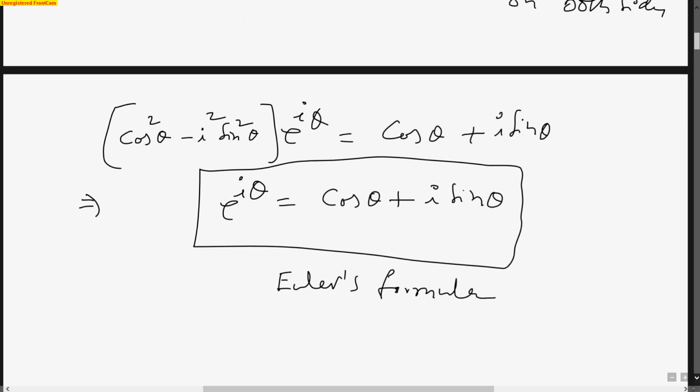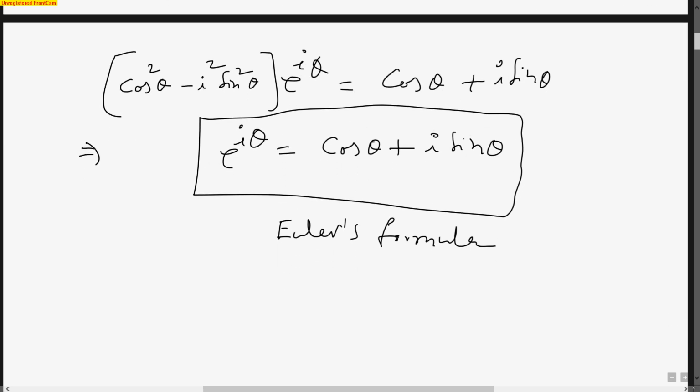This gives the relation between trigonometric functions and exponential functions. This is a very important formula in mathematics, derived by Euler, a Swiss mathematician.